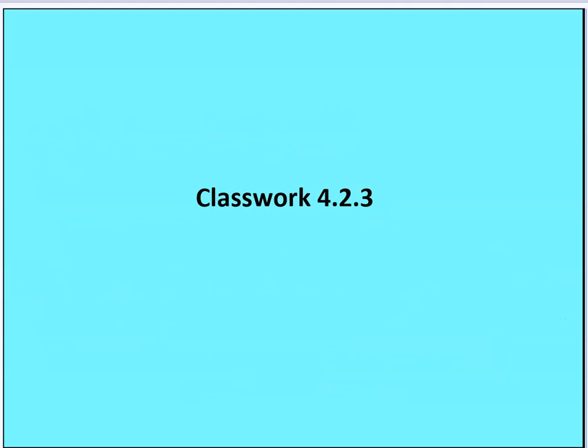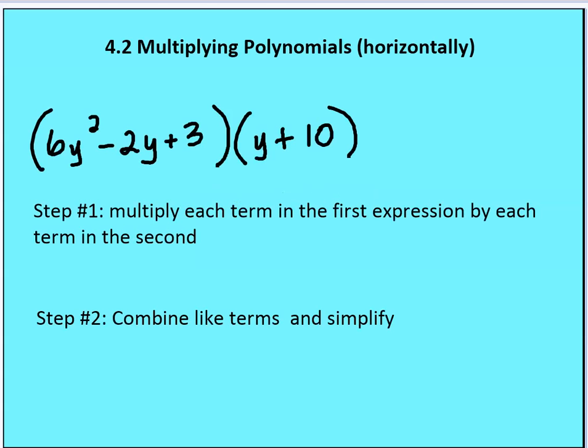Okay, this brings us to classwork 4.2.3. You're going to multiply the polynomial 6y squared minus 2y plus 3 against y plus 10. So you're taking this trinomial in parentheses, and it doesn't say multiply by, but if you have two sets of parentheses back to back like this, you're multiplying. So please take care of this. You can copy this down, and then I'm going to move on.